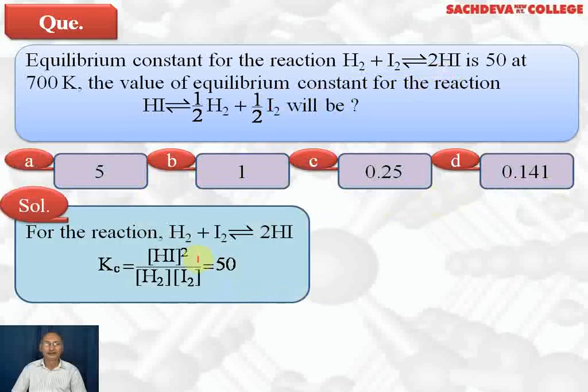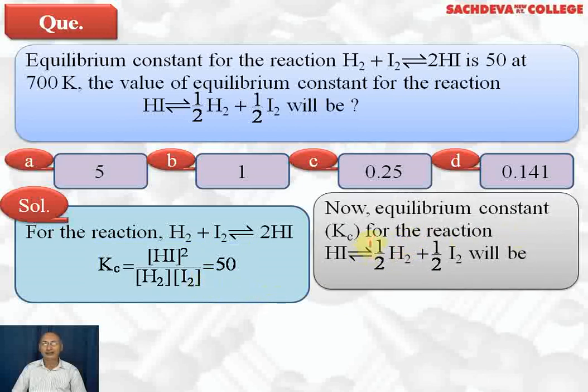First we write the expression for the first equation. H2 gas plus I2 gas gives you 2HI gas. Kc will be equal to molar concentration of HI raised to the power 2 divided by molar concentration of H2 into molar concentration of I2, and Kc is given to be 50.